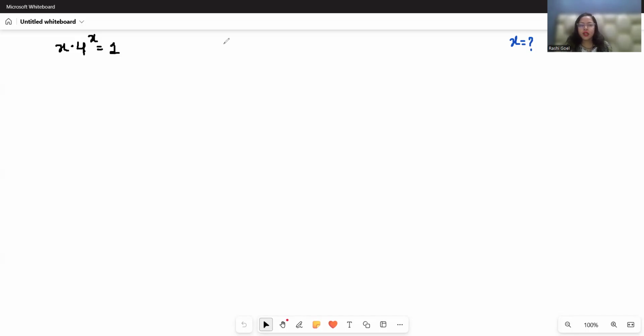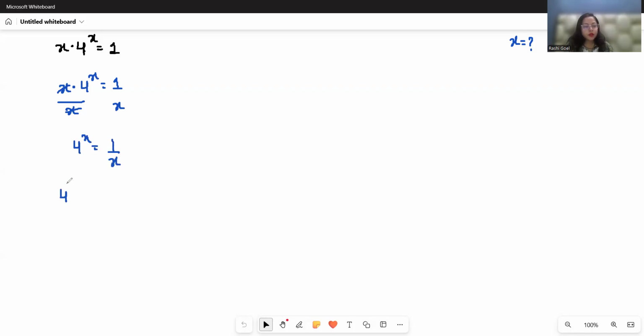Now, as we know, we have to find the value of x. So our first step is to isolate x. So how can we isolate it? By dividing both sides by x. So it will cancel out. So 4 power x equal 1 by x.